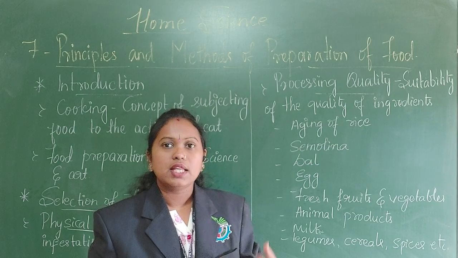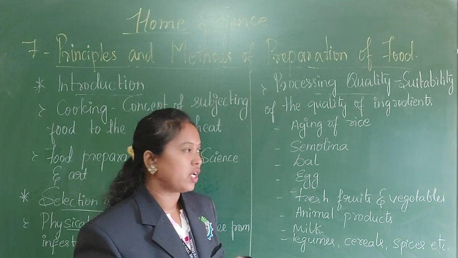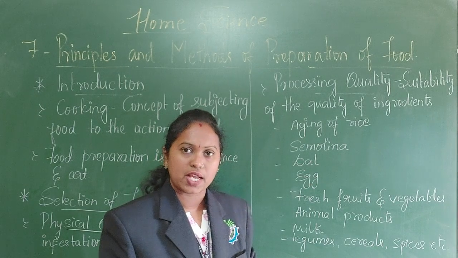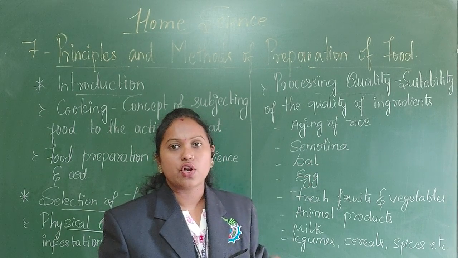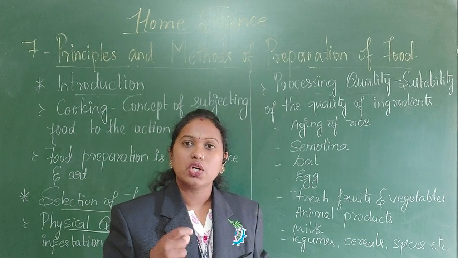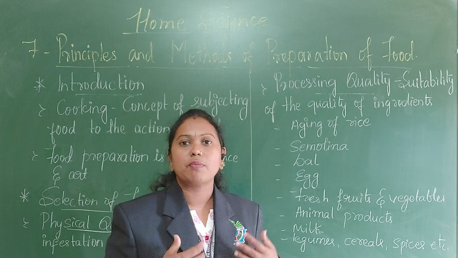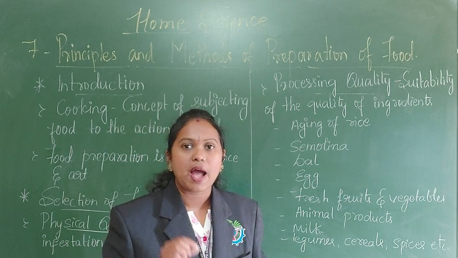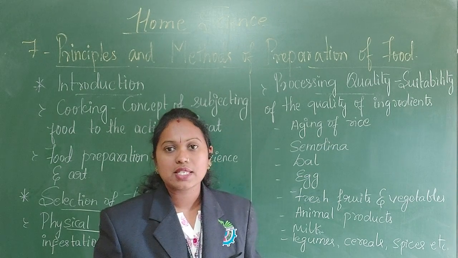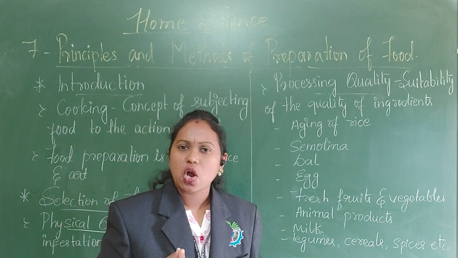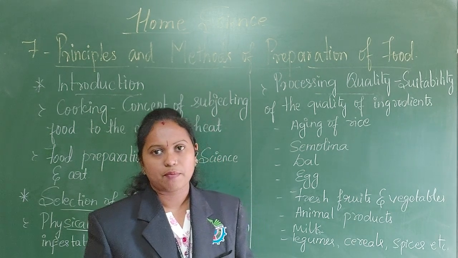In this, the aging quality is an important matter. The aging of rice improves the cooking quality of rice. Therefore, older rice cooks better than newer rice. Thin, long grain rice is suitable for pulao, biryani, etc., and it does not clump after cooking. Whereas idli and dosa could be made by using short and medium grain rice.